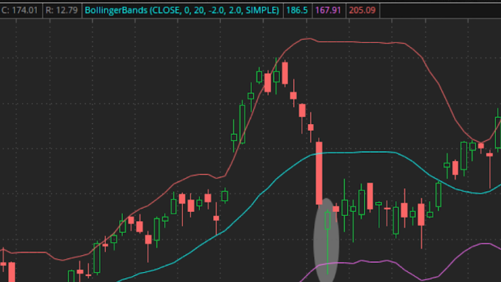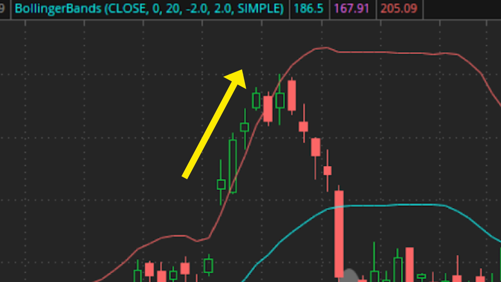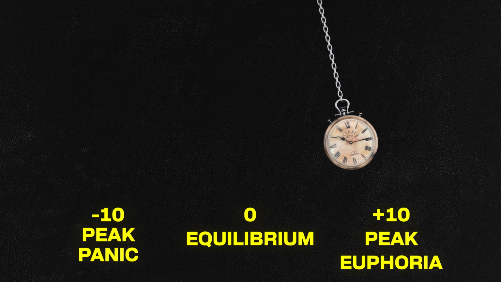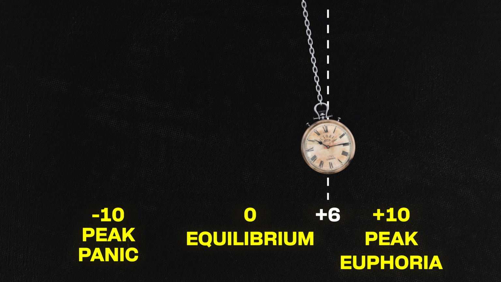Now, context is key here. This stock was steadily strong and uptrending, which leads to upward angled Bollinger Bands. We then went from steady strong above the bands, in other words, if we were to think of the pendulum as being -10 peak panic, 0 is equilibrium, and +10 is peak euphoria, we were a steady, strong +6 or so.